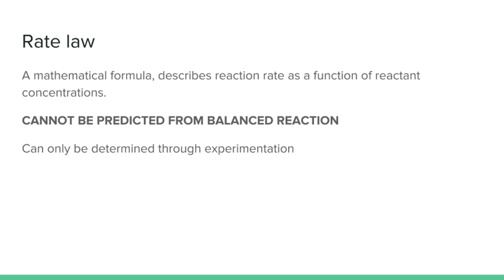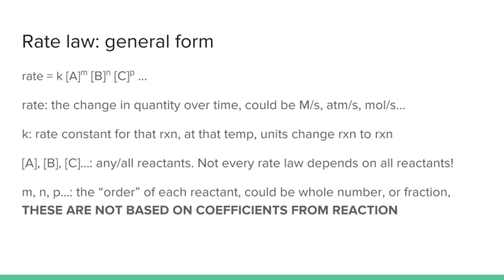You have to determine it through experimentation, because the rate law is a reflection of the complex pathway involved in the reaction mechanism, the actual steps that the molecules undergo in order to get from reactants to products. And that can be very simple or it can be very complex. But this is the general form of a rate law.